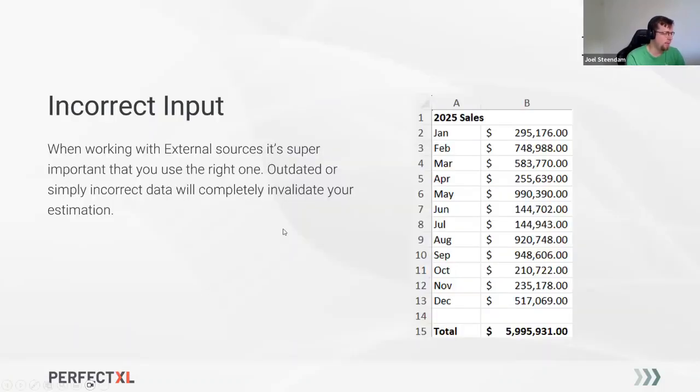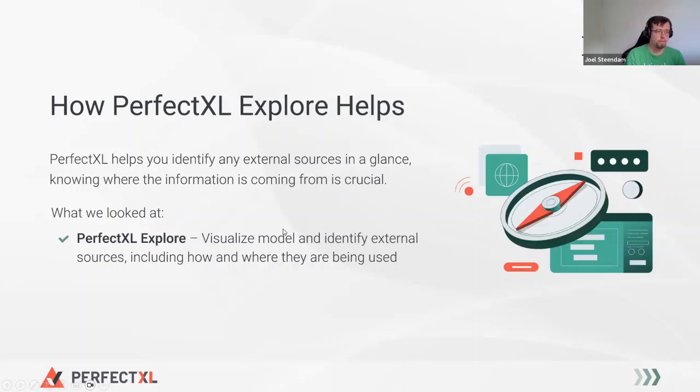I still definitely think that PerfectXL Explorer is the way to go when you're wanting to visualize some of this stuff. Being able to very quickly identify anything external to the model that's being pulled in also makes it a lot easier to audit the formulas, the data, the information that you're seeing in front of you in the Excel file itself. Knowing what it's dependent on is super important.